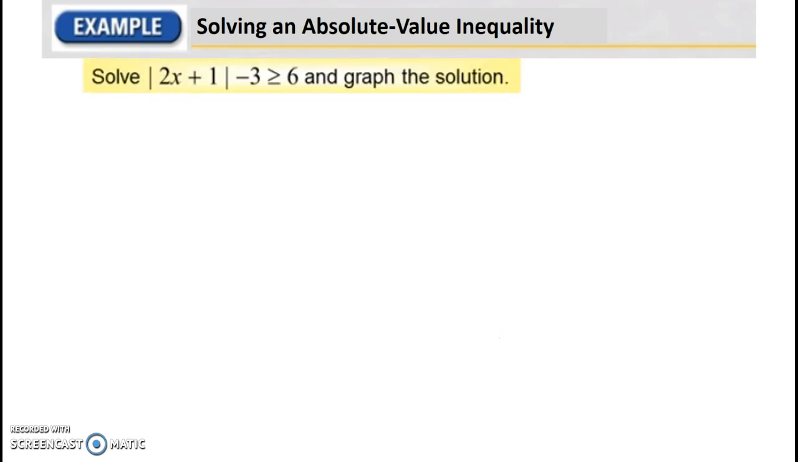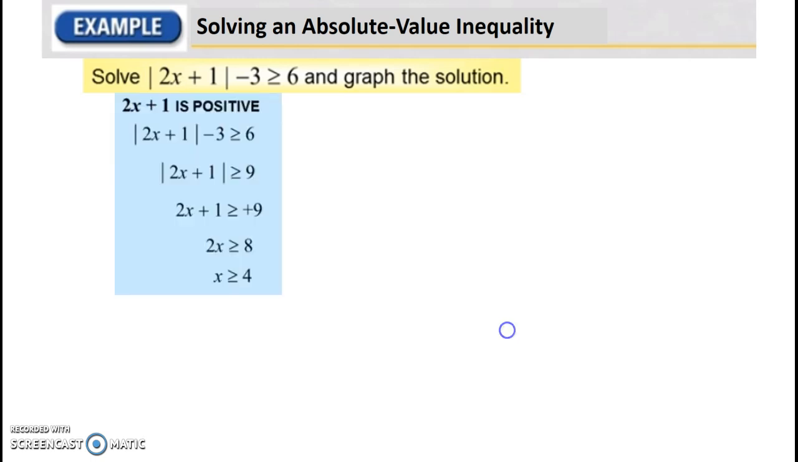So now we have the absolute value of 2x plus 1 minus 3 is greater than or equal to 6. And we are going to graph this solution. So our first step is to isolate the absolute value bars. And so when we do that, we're going to add 3 to both sides. So then you will have absolute value of 2x plus 1 is greater than or equal to 9. Now, when we look at the positive side of it, we'll just take that inside the bars, 2x plus 1, and it'll be greater than or equal to positive 9.